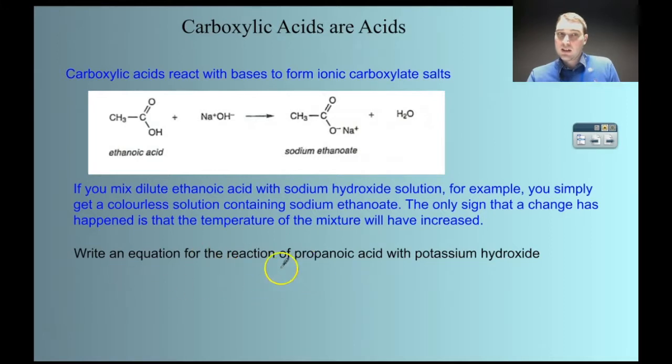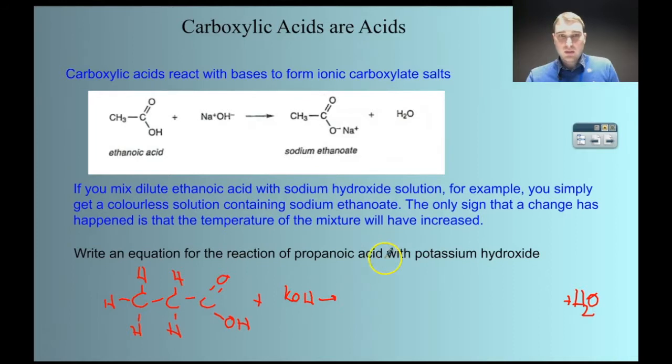So our question down here says, write an equation for the reaction of propanoic acid with potassium hydroxide. So let's do that. So propanoic acid: 1, 2, 3, methyl, ethyl, propyl, C double bond O, OH. Fill in my H's. Right, we're reacting that with potassium hydroxide, which is KOH. So we're going to neutralize that. The H from here and the OH from here make water, so we'll do a plus H2O over this side.